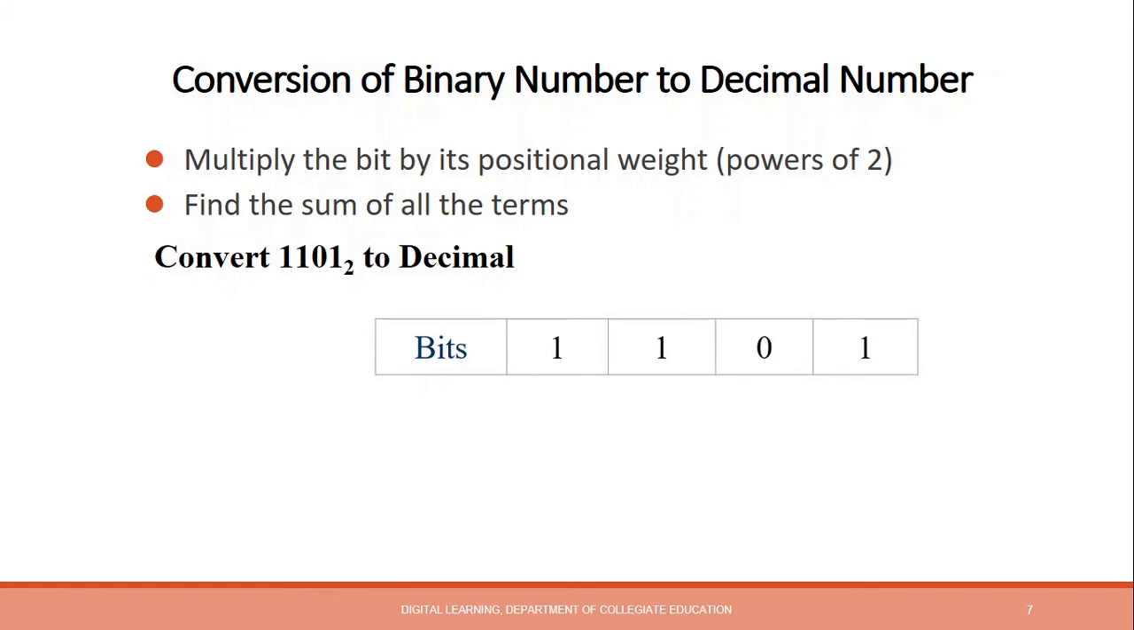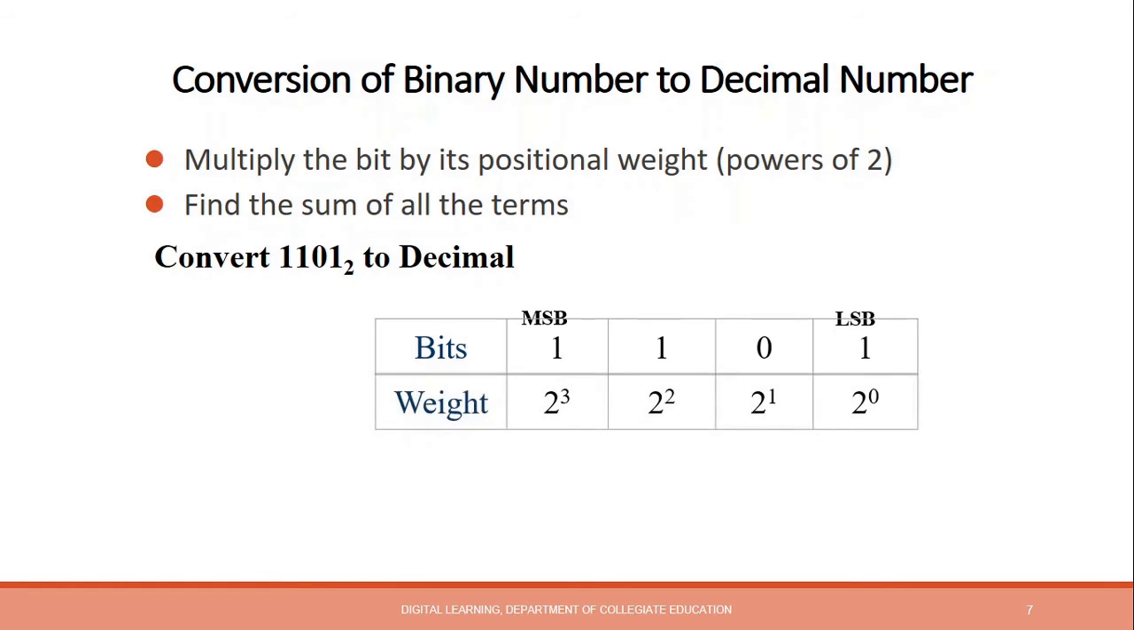The given bits in the number is 1101. Now this is the most significant bit, MSB, which is the leftmost, and the rightmost bit is known as the least significant bit, LSB. Now the corresponding weights of each bit is, for the least significant bit it is 2 raised to 0, which in decimal is 1.